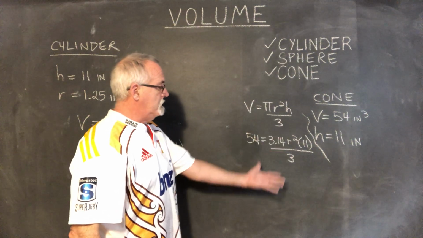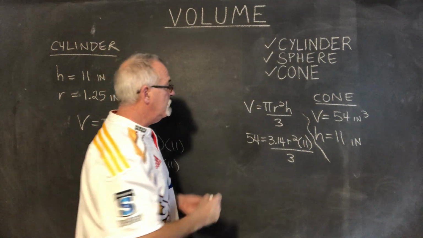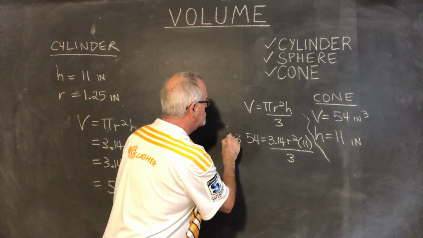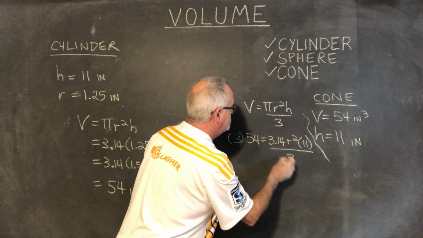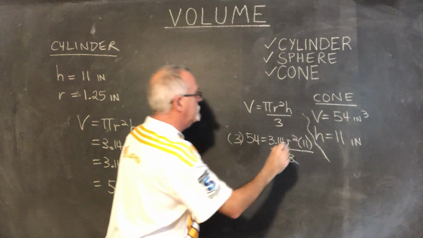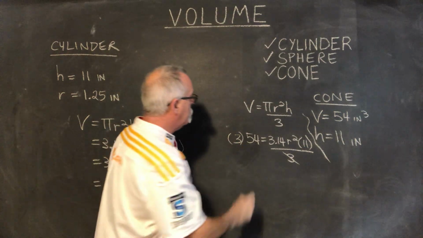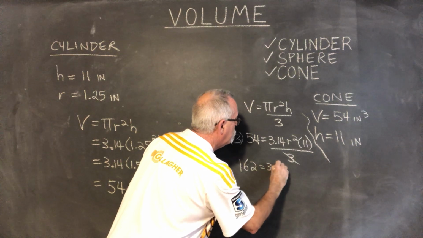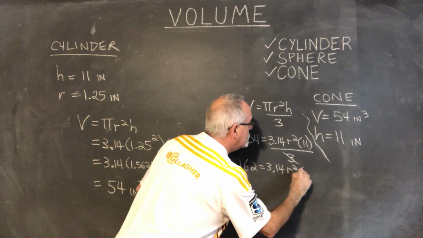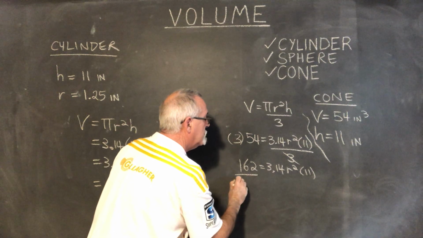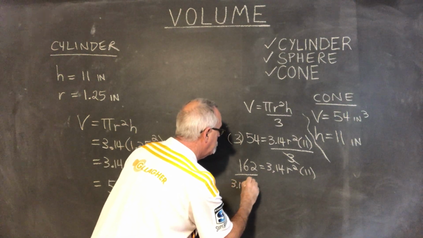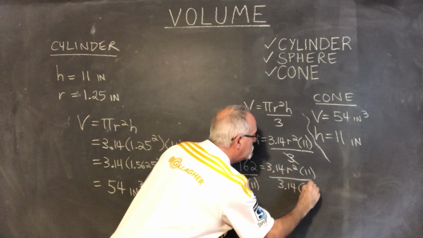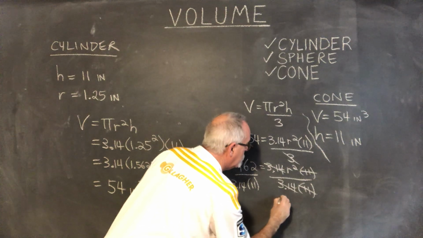Now we have an algebra question with r squared. Interesting. But we can do that. We can do algebra. I know how to do algebra. So I'm going to multiply both sides by 3. Well, I'll cancel that 3. And 3 times 54 is 162. Yes, 162 equals 3.14 r squared times 11. So I'm going to divide 162 by 3.14 and by 11, which I'm doing on both sides. Cancel, cancel, cancel, cancel. My r squared is isolated.